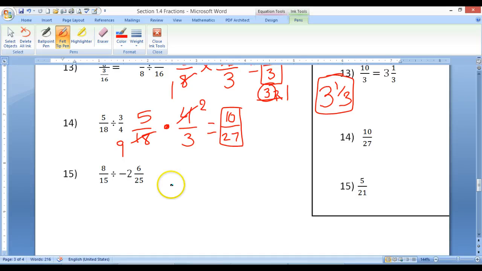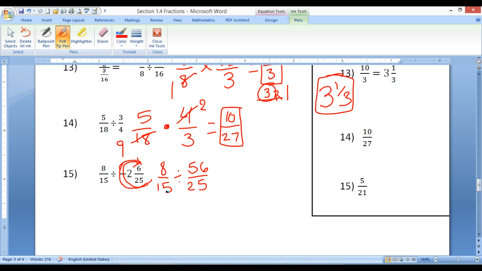The first thing I need to do here is change my mixed number into an improper fraction. So we're going to do our trick of the clockwise circle, and starting here, 25 times 2 is 50, and if you need to write that down, go ahead. 50 plus 6 is 56. So that fraction right there is 56/25. And it's still 8/15 divided by 56/25.